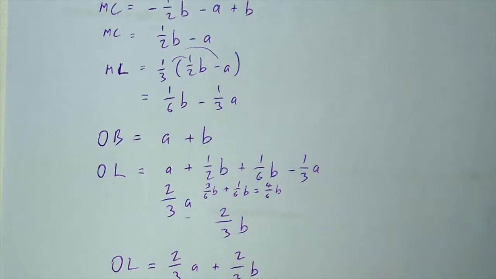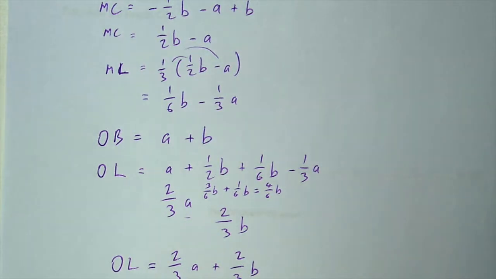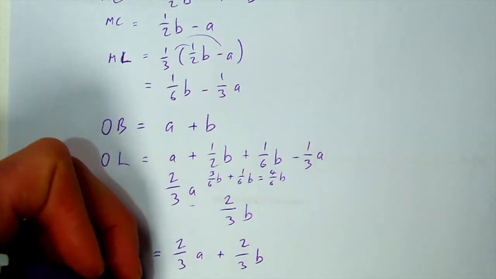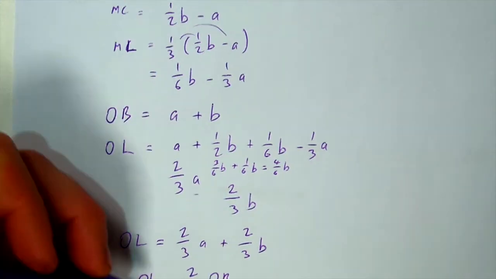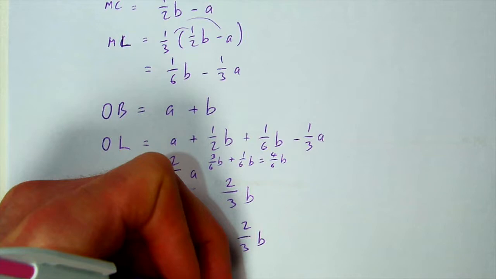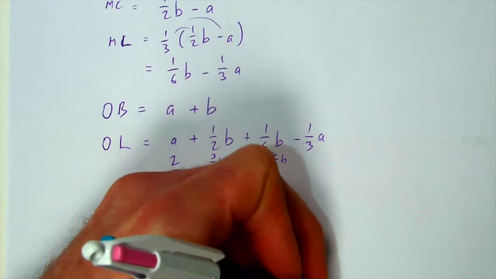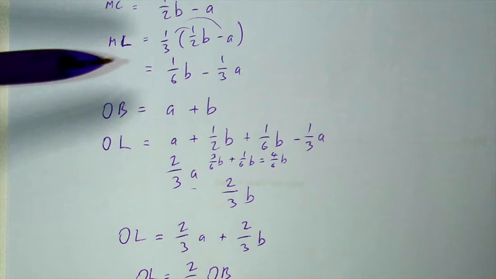And by showing that, you can see they're now in proportion to each other. OB is A plus B, OL is 2/3 A plus 2/3 B. So I'm now going to just combine those together and show that OL equals 2/3 of OB. Therefore, point L is on line OB. And I've proved that using the proportion there.